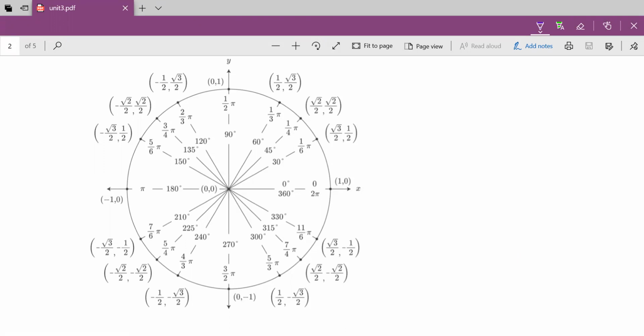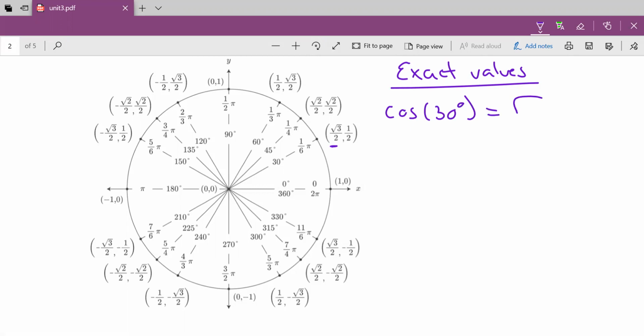Why do I again care about the unit circle? The unit circle gives me exact values. That's important. So, for instance, what is the exact value of cosine 30 degrees? Well, cosine is my x value, root 3 over 2. Done.